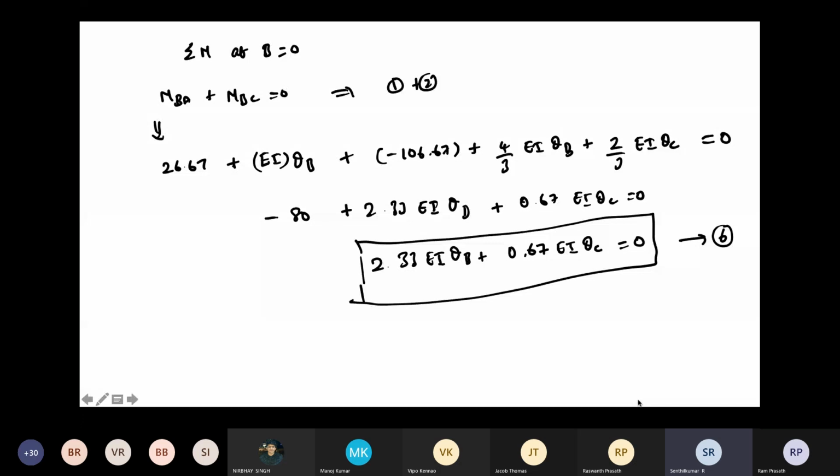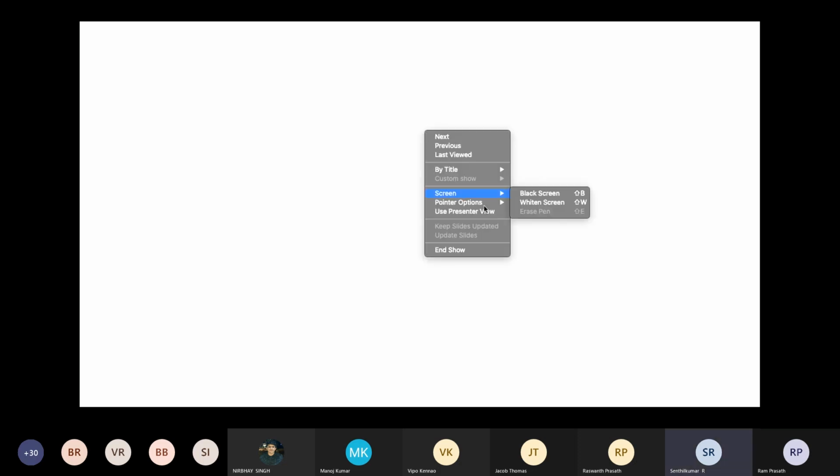Have people solved theta b and theta c? Sorry, here one mistake I have done. This is minus 80. Here it will go plus 80. Okay. So equation number 6 and equation number 7. So what is your theta b and theta c? What is theta b and theta c?